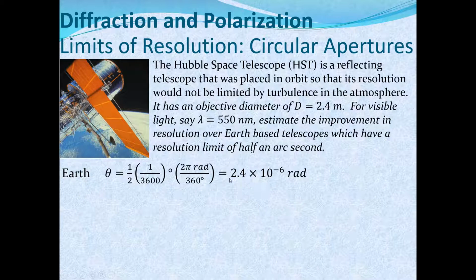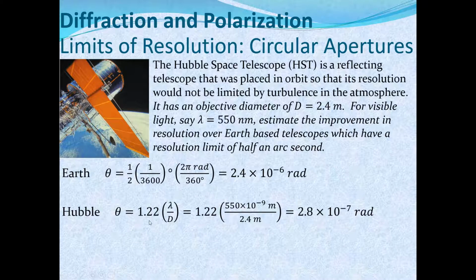So this is the limit to most Earth-based telescopes due to things like air being in there, diffraction from the air, pollution, everything. Now, for the Hubble telescope, we'll use that equation since it's not being affected by that. And when we plug the numbers in, we end up getting 2.8 times 10 to the negative 7 radians. So essentially, the Hubble telescope has a diffraction power of about 9 times more than the Earth telescopes.